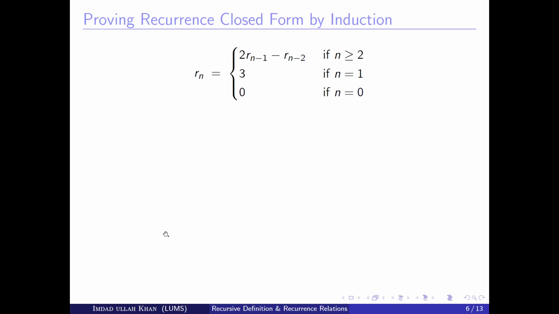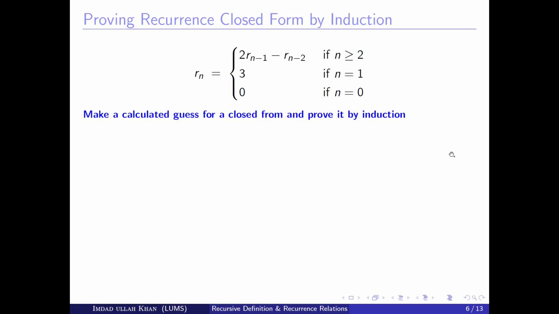Let's have a look at another example. So this is some recurrence relation, where Rn is being defined in the form of the previous two terms, if n is greater than or equal to 2. The base cases are 0 and 3, when n is 0 and 1. So again, how to make the closed guess? Try to make a table and observe the first few terms. You can pause the video over here, try to make the guess on your own.